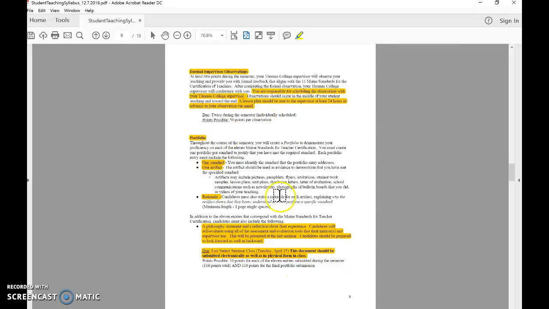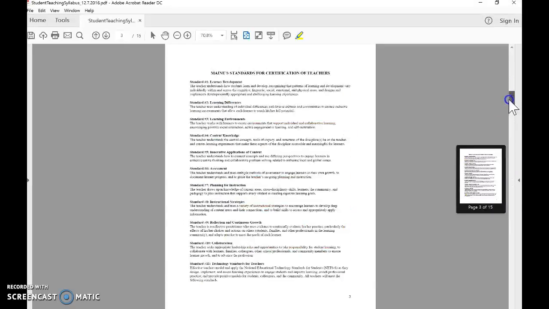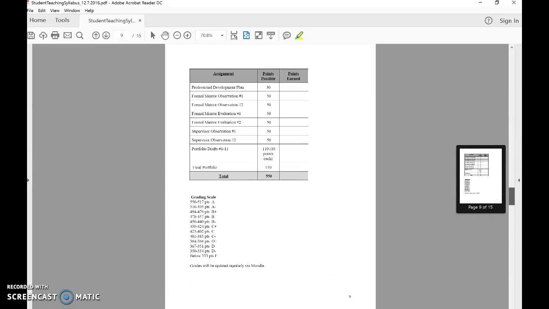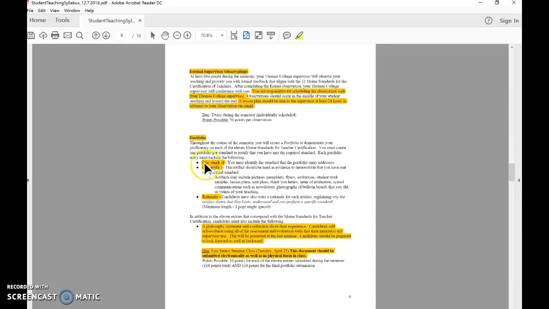And finally, you have a portfolio that you will need to develop, and it's based on the 11 main standards for teacher certification. So if you go back to the page of the 11 main standards, which is here on page 3, for each of those standards, you will have a different portfolio entry. Each portfolio entry needs to indicate which standard you're addressing. You need to include one artifact of your professional work that you think reflects that standard. So pictures, pamphlets, lesson plans, student work samples, unit plans, thank you letters.